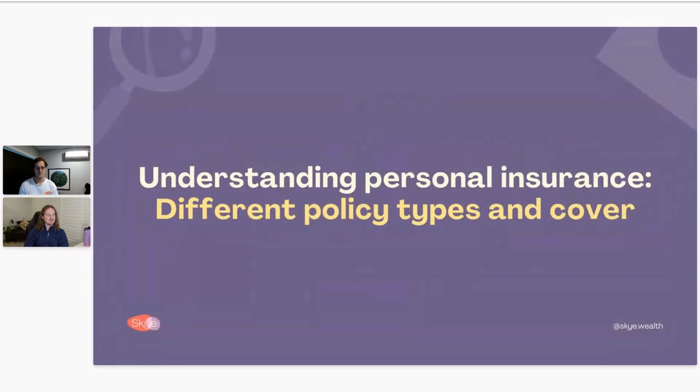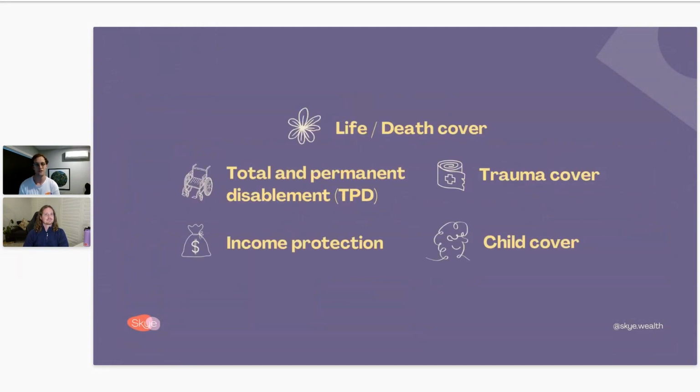To kick us off, Trent, help us understand what personal insurance is, the different policy types, and the cover. Awesome. There are 5 types of insurance that we typically work with for our clients' needs. They're all listed on your screen: life or death cover, total and permanent disablement, often called TPD, trauma cover, income protection, and then child trauma for your little ones as well.